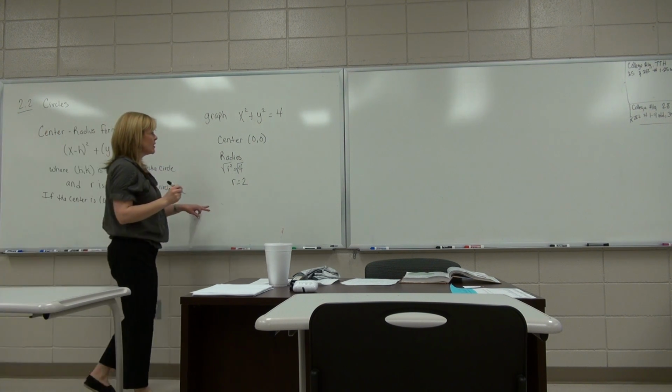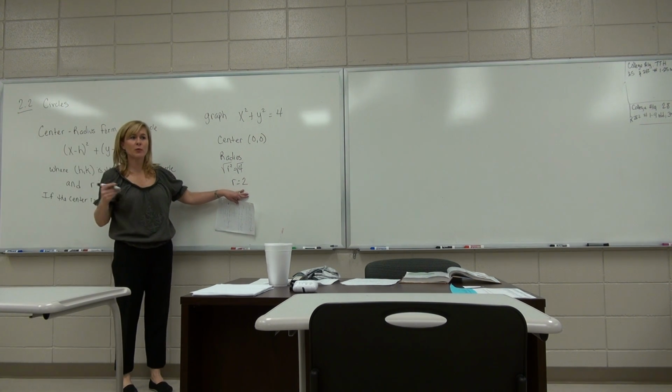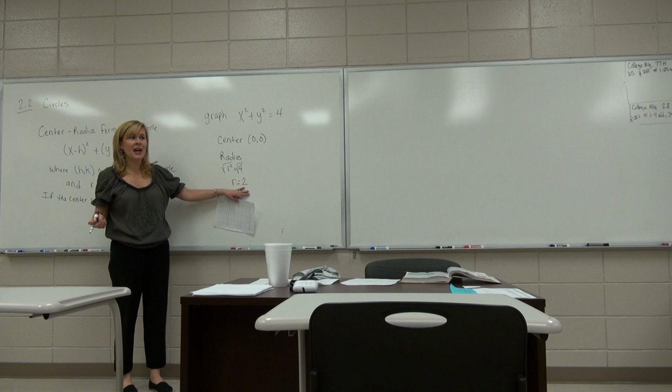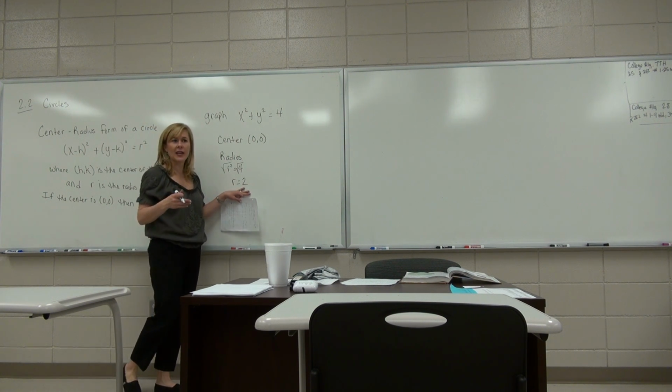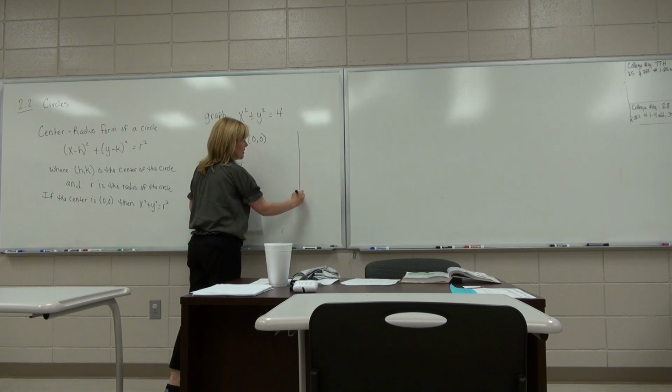Okay, so that's why, instead of doing the square root problem with that plus or minus, the radius refers to a distance, which is always positive, right? So that's why your radius is positive 2, not positive or negative 2. You can't go a negative 2 distance.